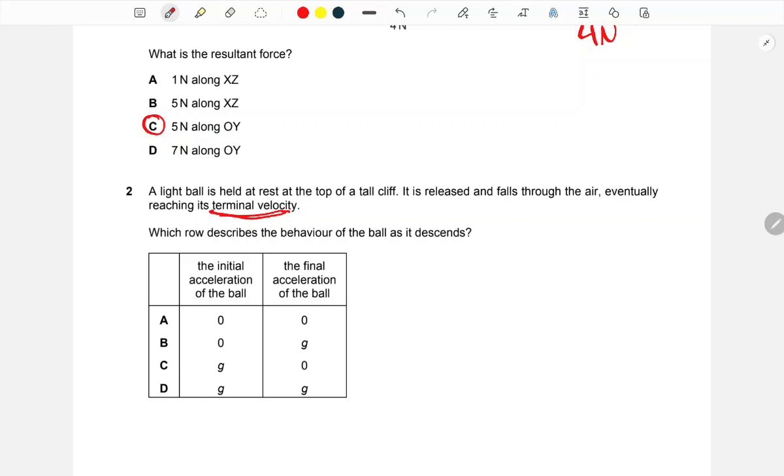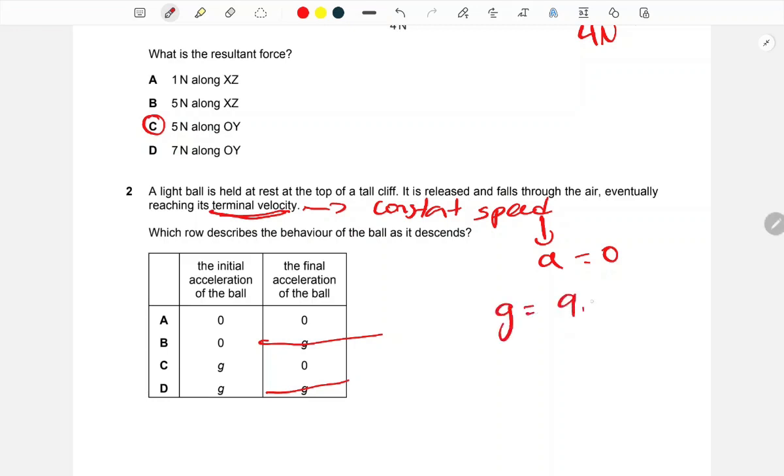So we know that the final acceleration of the ball is going to be 0, because terminal velocity refers to a constant speed. So if there's a constant speed, acceleration is going to be 0. So B is not the answer, and neither is D. And then the initial acceleration. Any object in free fall has an initial acceleration of g, which equals 9.8 meters per second squared. So our choice is going to be C.